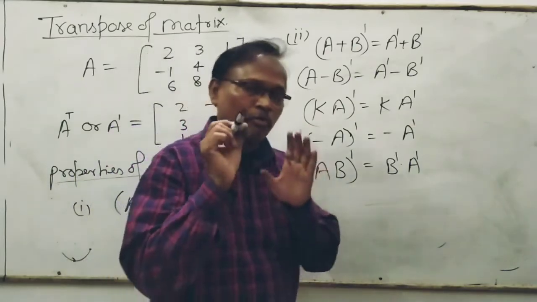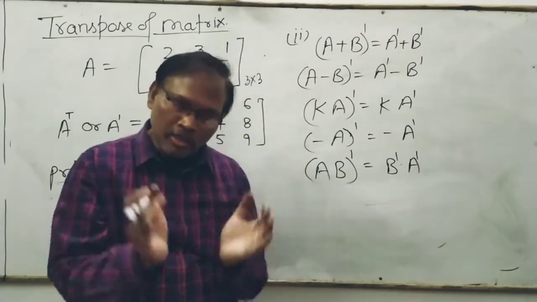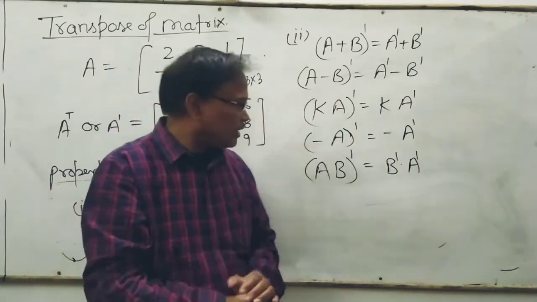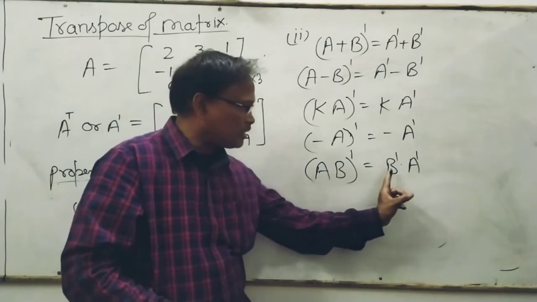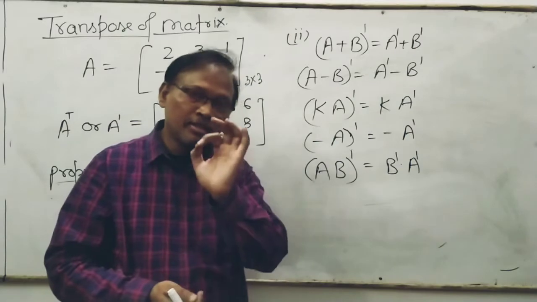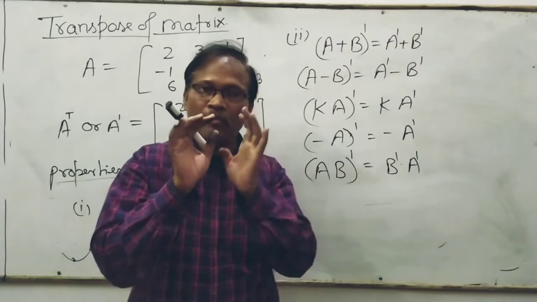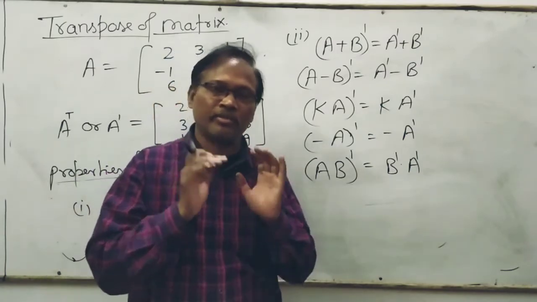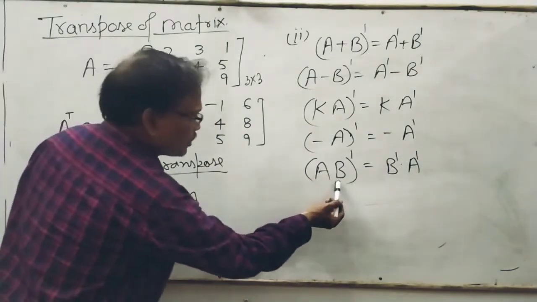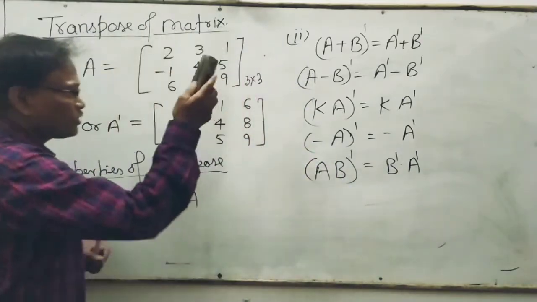Similarly, the very important property, this one: if two matrices are in multiplication and you have the transpose of such a product, whole transpose, then first you write the transpose of the second matrix, dot, transpose of the first matrix. This is the formula, and this is very important in the case of transpose of the matrix, properties of the transpose. The first one and the last one, both you will use frequently. Clear? So these are the properties.